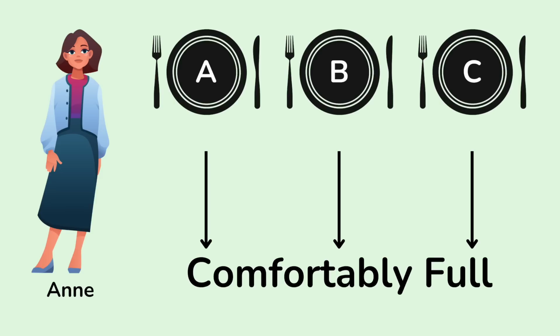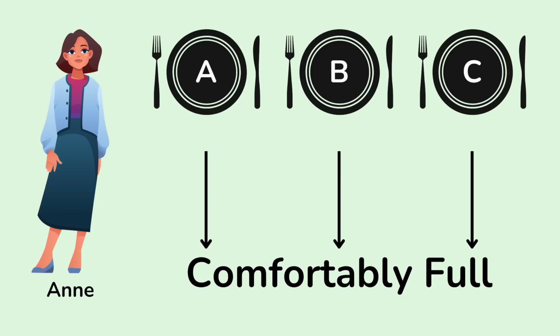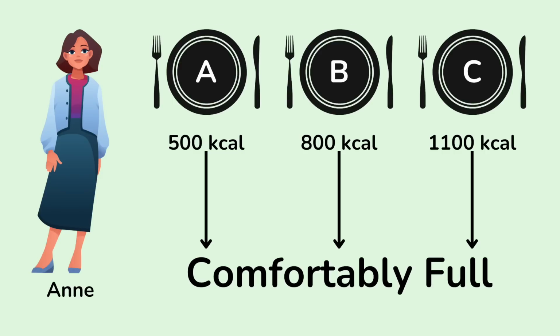Let's wrap this up by going back to Anne and the example lunches A, B, and C we talked about earlier. Remember that Anne doesn't count calories or even care about calories. She just grabs whatever lunch she can get and eats until she's comfortably full. I claimed that depending on which foods Anne chooses to eat, she will eat vastly different amounts of calories. In this made-up example, I suggested that she may eat anywhere from 500 to 1100 kilocalories in one meal.